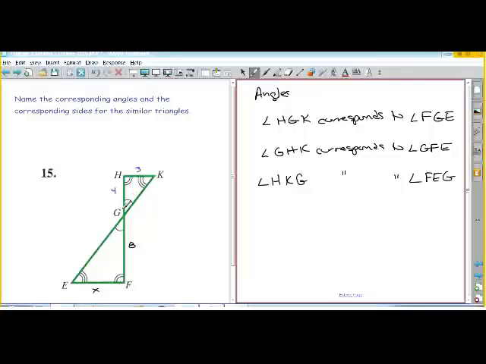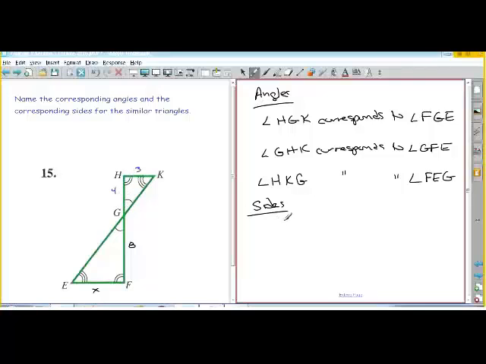So as a consequence, in similar triangles, corresponding angles are the same value. So these two angles have the same value. These two angles have the same value. Now, as far as the sides are concerned, that's the more difficult one. So we've got three sides, 1, 2, 3.